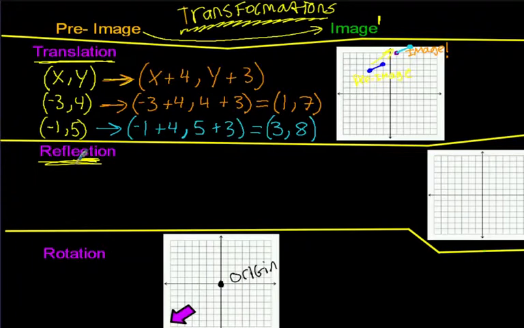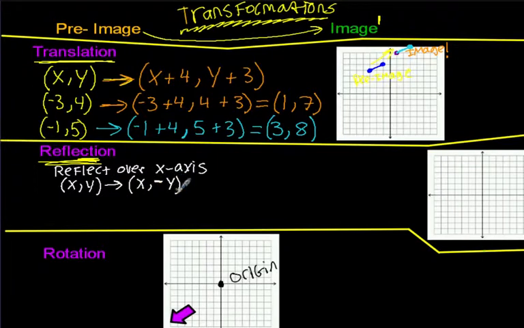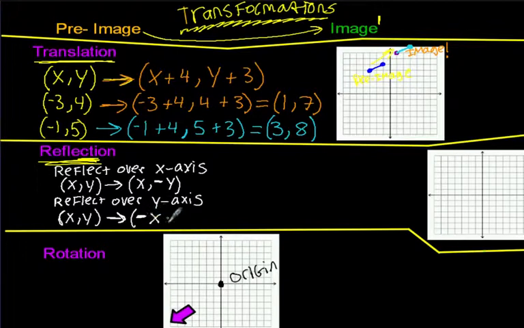All right, if we're going to take a look at a reflection, let's reflect over the x-axis. If we reflect over the x-axis, (x, y) is going to turn into (x, -y). All right, now let's talk about reflecting over the y-axis. Well, our (x, y) is going to turn into (-x, y).